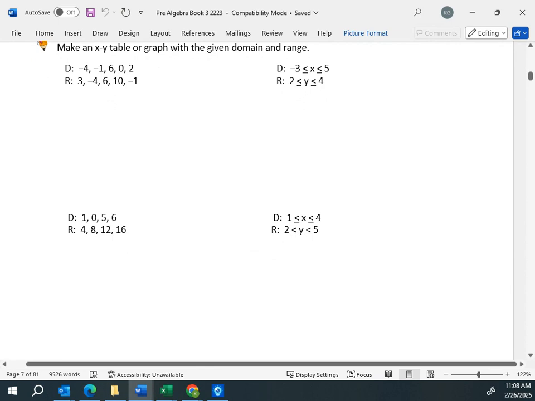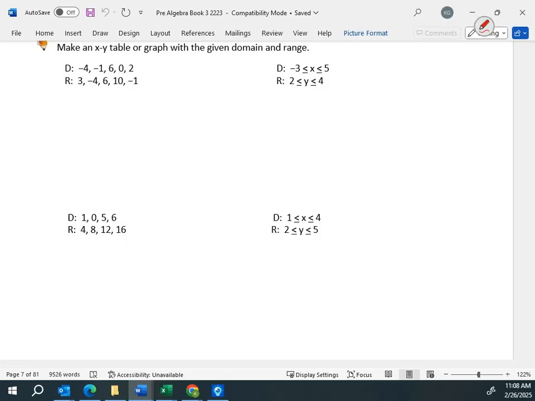Now, this says to make an XY table, that function table, with the given domain and range. Or make a table or a graph. So the first thing we have to decide is, can I make a table, which is the easier way, or do I graph it? And I'm gonna show you how we graph it. If we have very specific domain and ranges given, is it gonna be a function table or a graph?